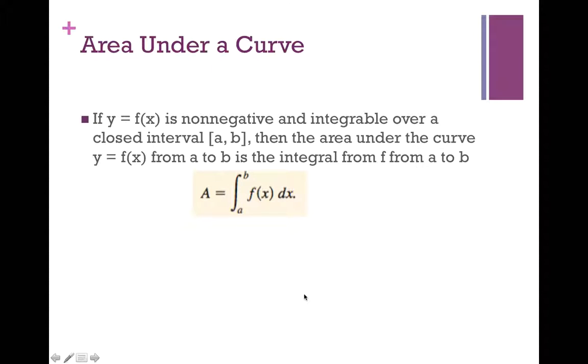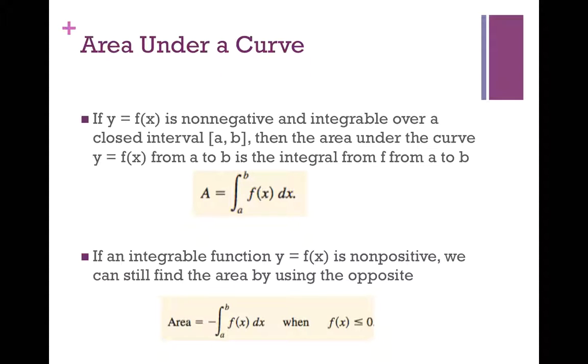All right, area under a curve. If y equals f of x is non-negative and integrable over the closed interval a to b, then the area under the curve is given as this statement. So let me reiterate what we're talking about here. If we're talking about a function between a and b who is non-negative, this function is always positive, so the area can be found as just doing the integral of the function from a to b.